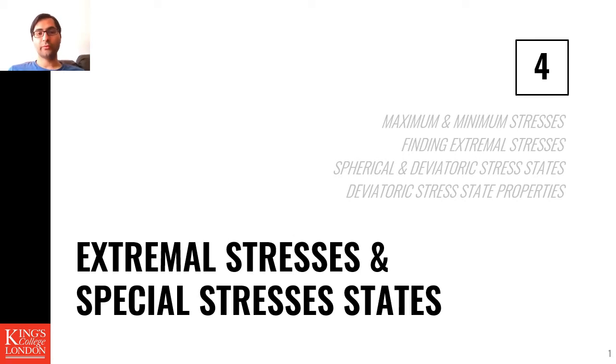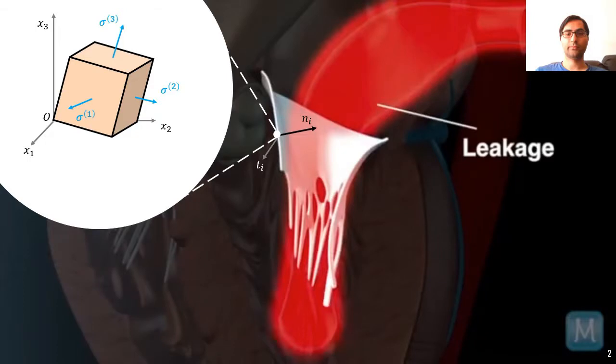The fourth part of the lecture is dedicated to extremal stresses and special stress states. Getting back to our mitral valve case, we noted that for design purposes, it's useful to find the direction of the element perpendicular to the local stress vectors.